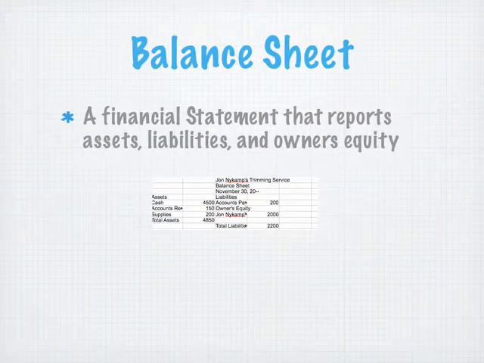The next step is filling out a balance sheet. It's a financial statement that reports assets, liabilities, and owner's equity. My assets are higher than my liabilities, but that does not mean that I had a net income.